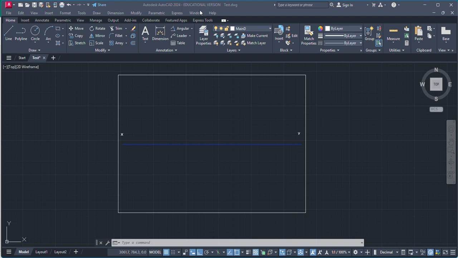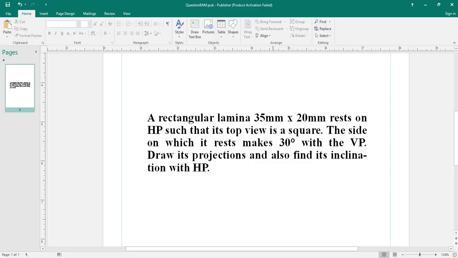Okay, hello everyone, welcome back. So, in this lecture, we are going to solve another question which is related to a rectangular lamina.